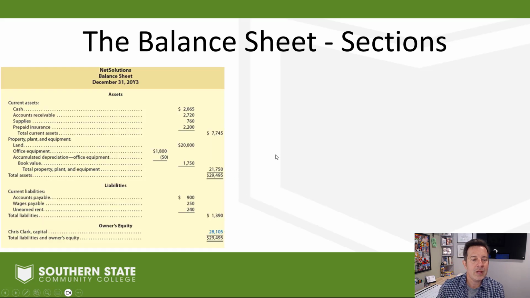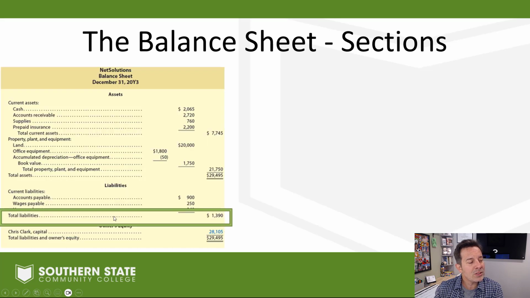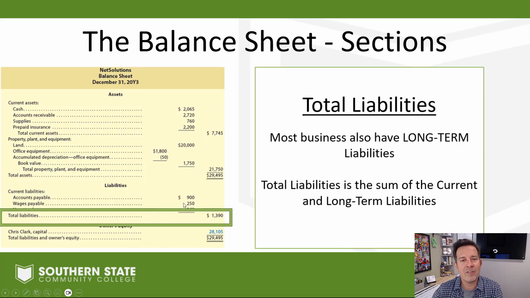Total assets. Then we have our current liabilities. Similar to current assets, they are liabilities that we expect to pay off within a year. And so they're liabilities that are due to be paid off within a year or less. Accounts payable, wages payable, unearned revenue, we'd expect to pay those off or satisfy those liabilities within a year or less. And we'd also have long-term liabilities on a lot of balance sheets. In this example, we don't have any long-term liabilities, but long-term liabilities would be liabilities that we would expect to pay a year or more down the road.